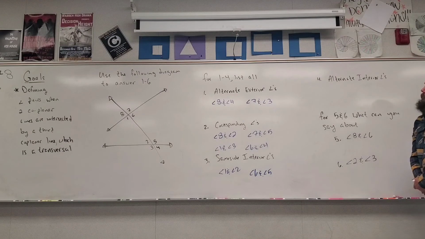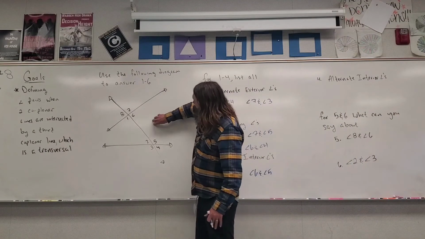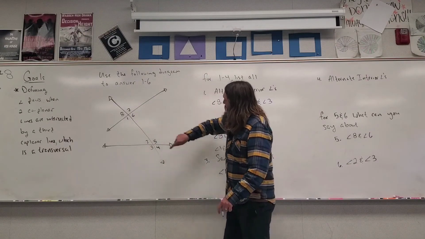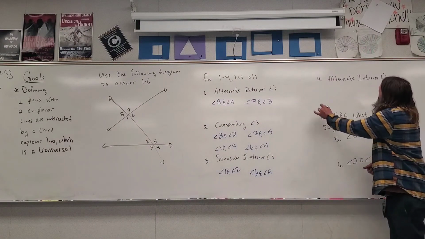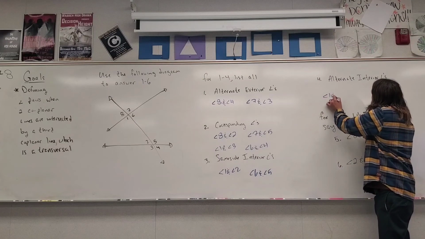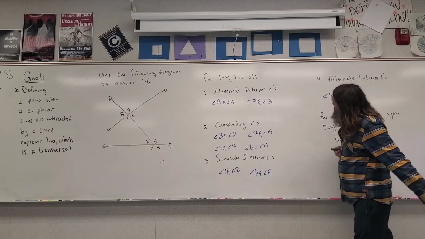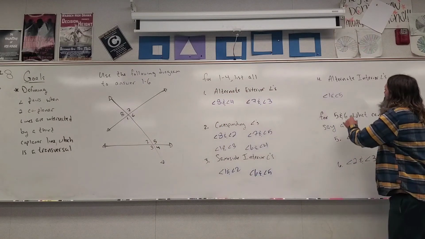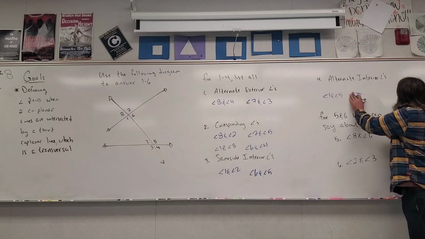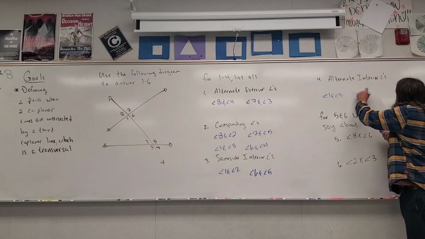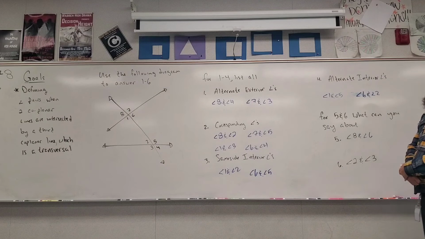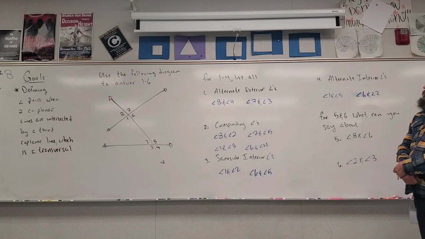Okay. Number 4, alternate interior angles. Remember, they're in the interior, they alternate sides, and they do not share a vertex. So it looks like angle 1 and angle 5 are alternate interior, as well as angle 6 and angle 2. That's not a very good angle symbol. Angle 6 and angle 2. All right, so I've done problems 1 through 4.